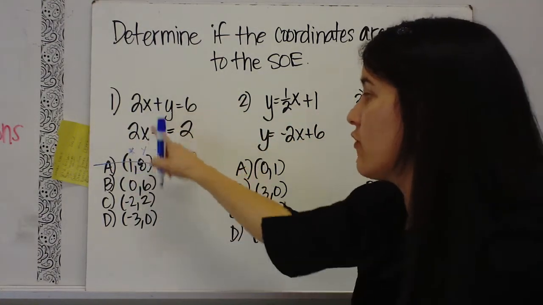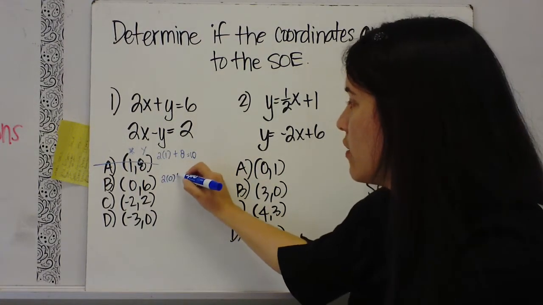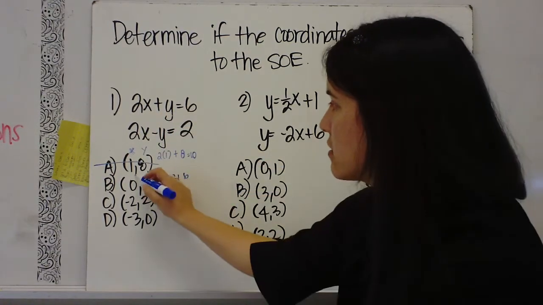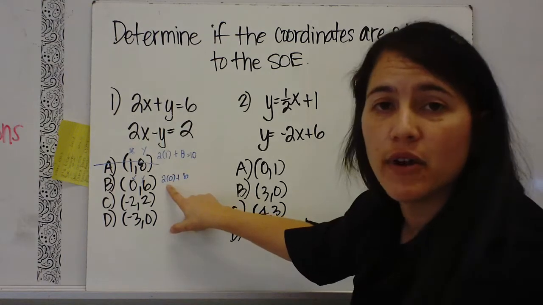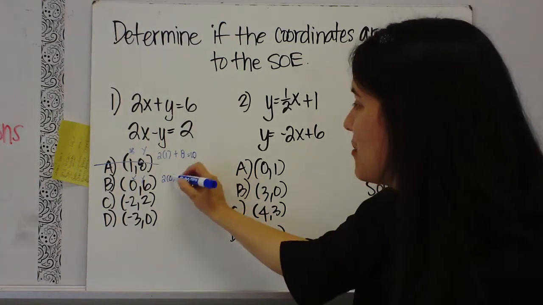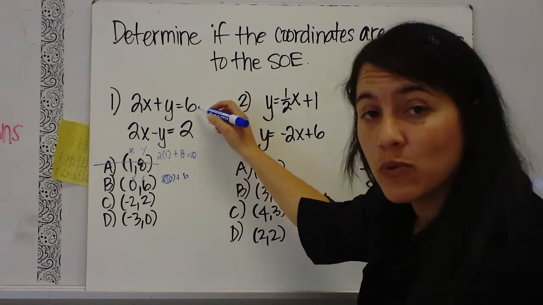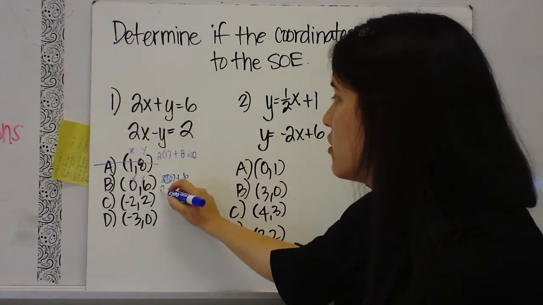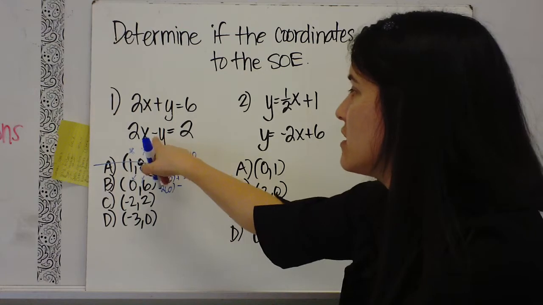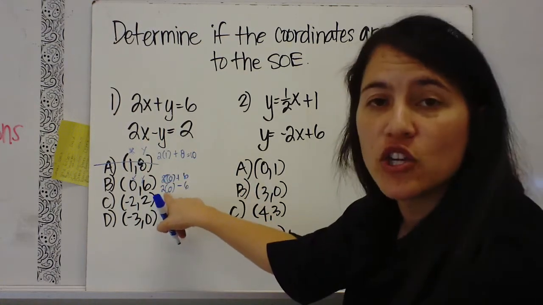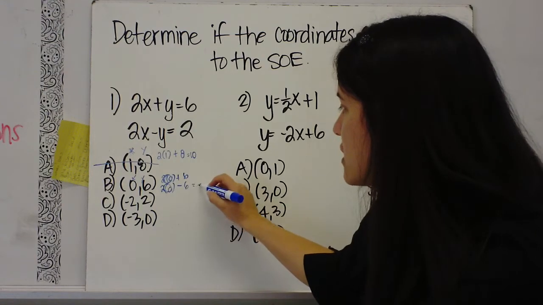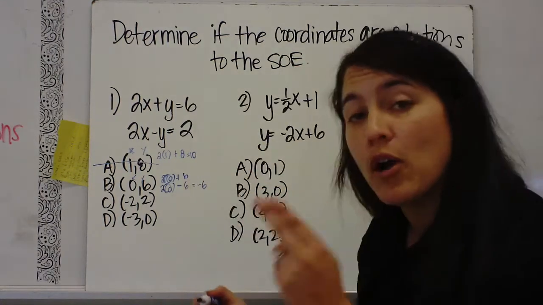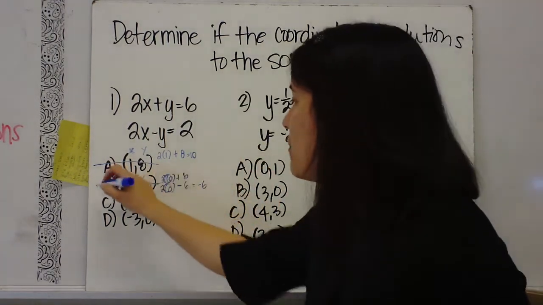Let's try B. We're going to plug it into the first equation. 2 times 0 plus 6. So 2 times 0 plus y is 6, because this is x and this is y. 2 times 0 is 0. 0 plus 6 is 6. So that one works for the top equation, but we have to try it in both equations. So now let's try it in the bottom equation. 2 times 0 minus y, so minus 6. 2 times 0 is 0. 0 minus 6 is negative 6. But in the bottom equation we need 2. So that does not work with both equations. Remember, it has to work in both equations, so it's not B.